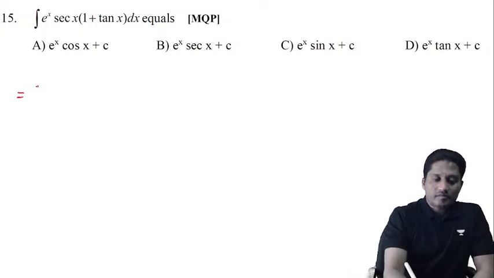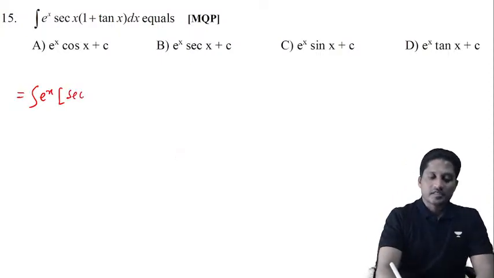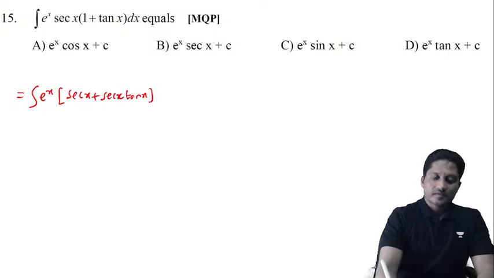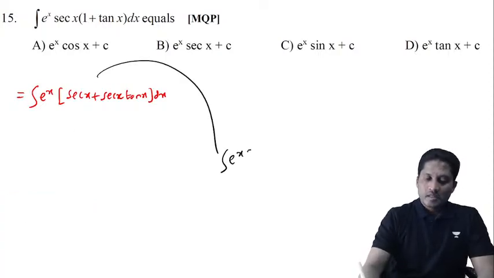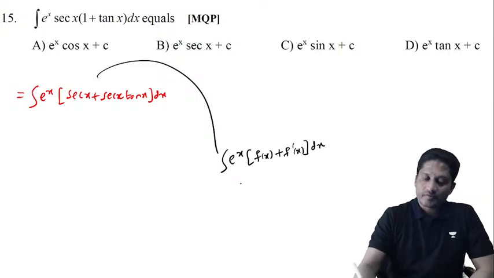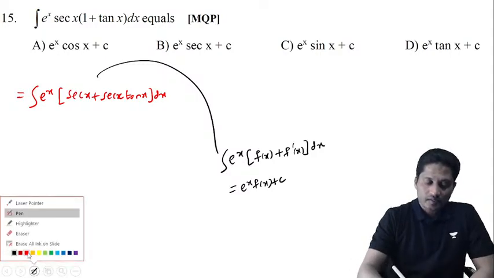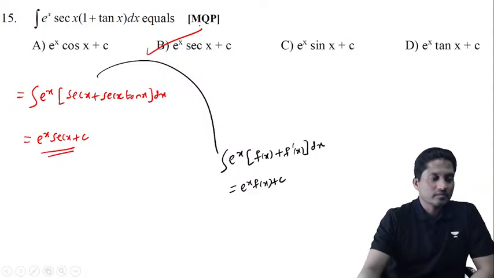This is already in standard form. I can write e power x into a bracket, multiply inside. This becomes sec x plus sec x tan x, right? This is of the form e power x into (f of x plus f dash of x) dx. Then the formula will be e power x into f of x plus c. This is e power x into sec x plus c. Answer is option B.